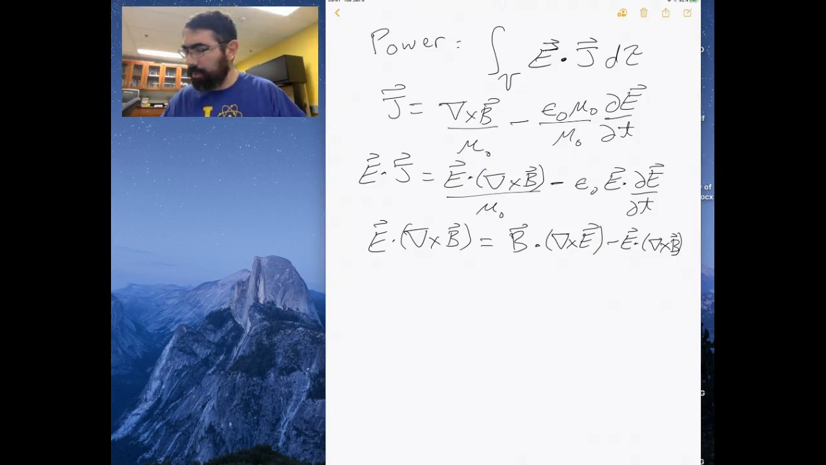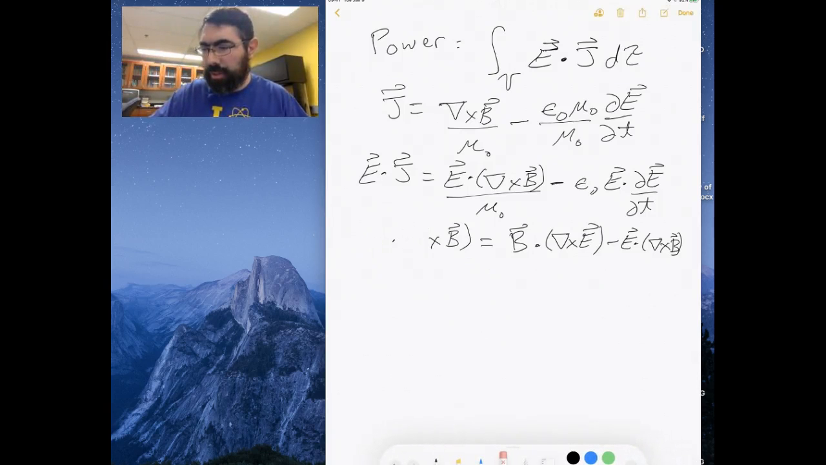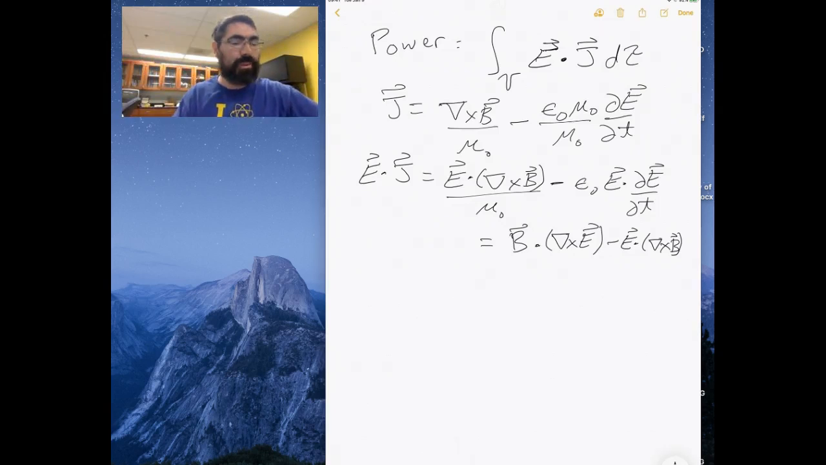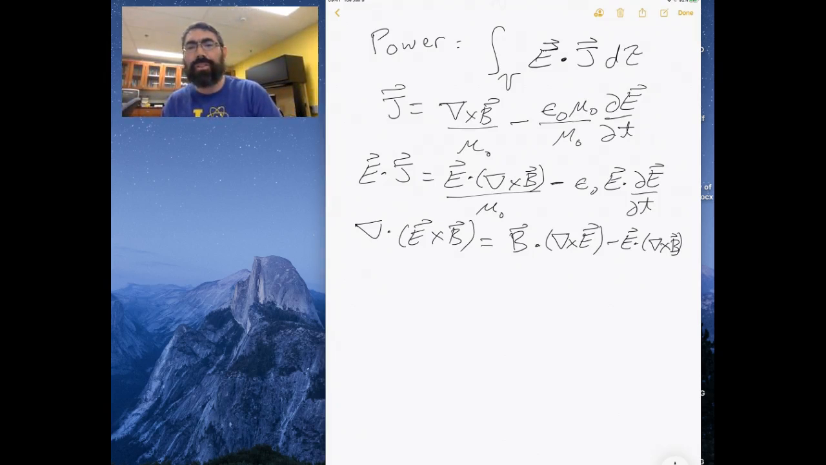Sorry, let me fix that. The first term is, if we start with the divergence of the electric field crossed into the magnetic field, that's what I wanted to say. The divergence of the electric field crossed into the magnetic field is the same thing as the magnetic field dotted into the curl of the electric field minus the electric field dotted into the curl of the magnetic field. So this is the term that we're interested in.